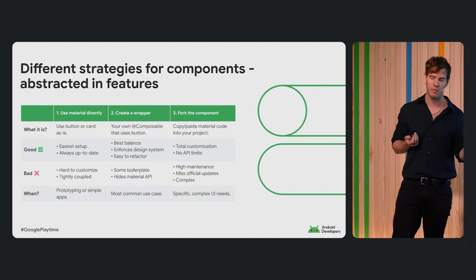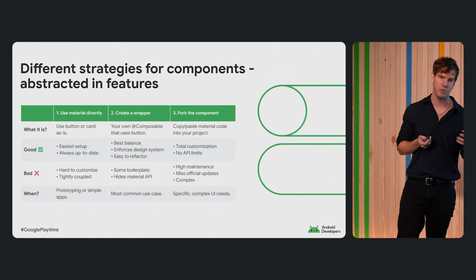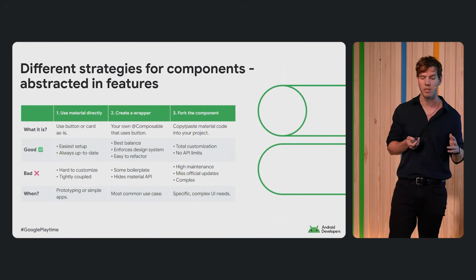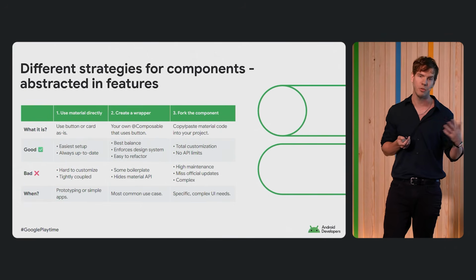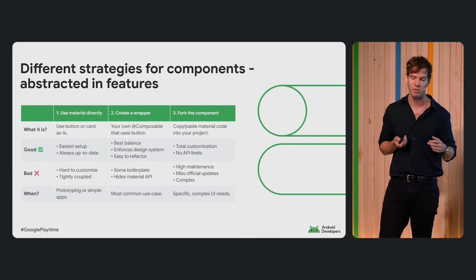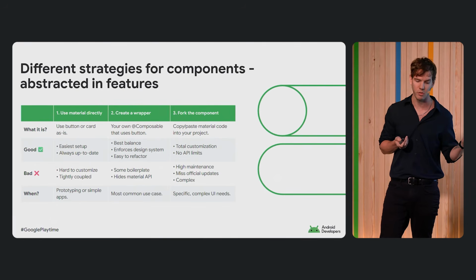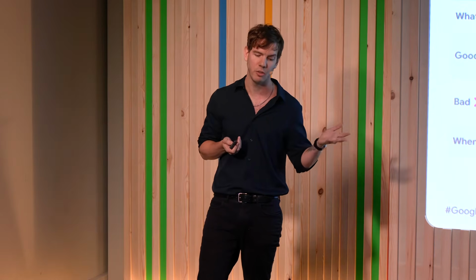So each approach has its advantages. If you are building a simple prototype using our buttons or cards or whatever component directly, it's an easy way to get started. It's the easiest setup. You won't have as many customization options, and you will be tightly coupled with whatever the component is doing by default. But this is a good idea if you are just prototyping something quickly and you will make changes just with the theming options. When you create your own wrapper, you have a lot more control.